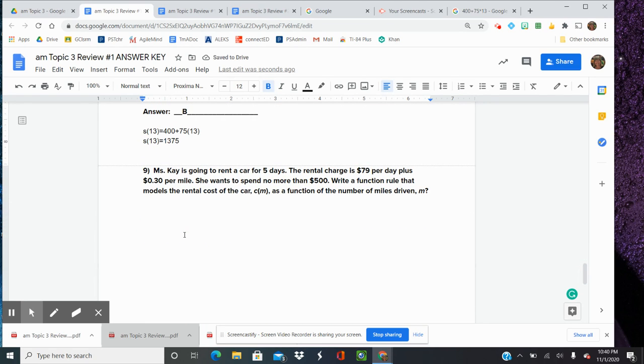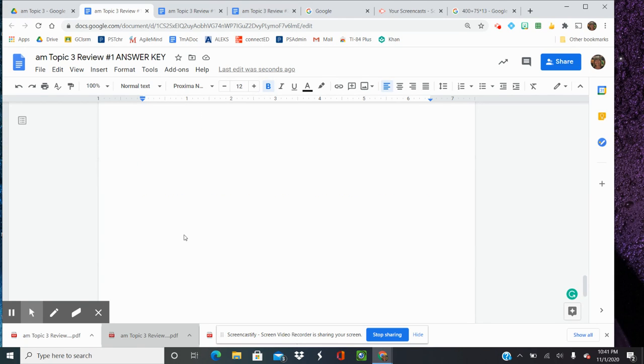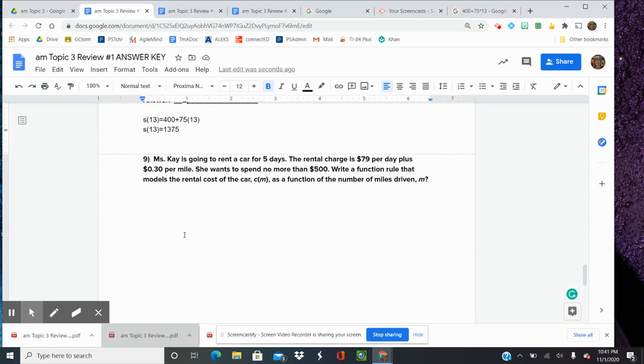Okay, last but not least, this says Mrs. K is going to rent a car for 5 days. The rental charge is $79 per day plus 30 cents per mile. She wants to spend no more than $500. Write a function rule that models the rental cost of the car as a function of the number of miles driven. Okay, great. Well, this one's a little bit tricky, and I'm going to tell you why it's tricky.